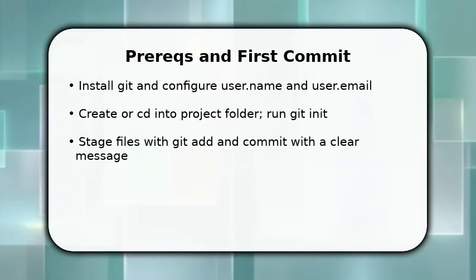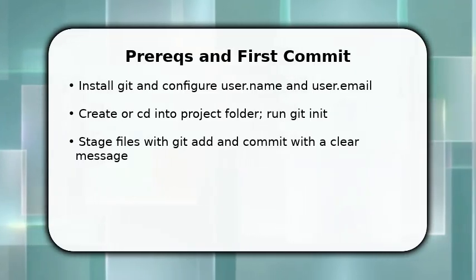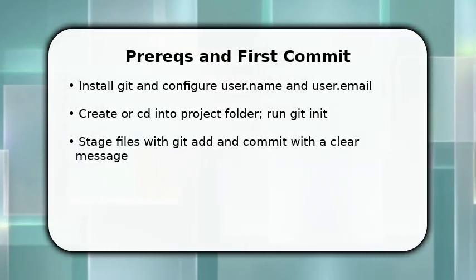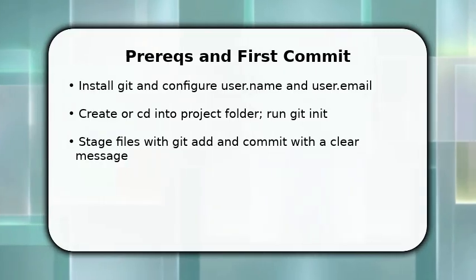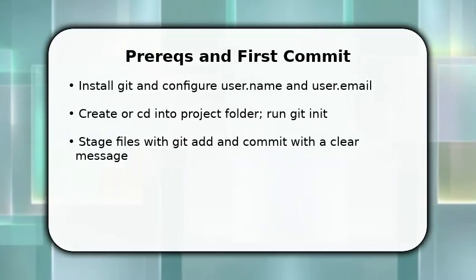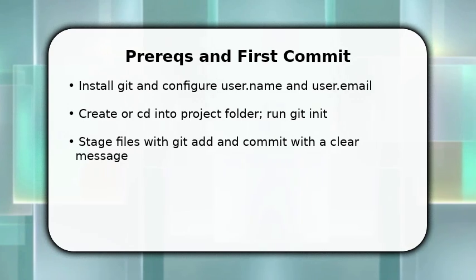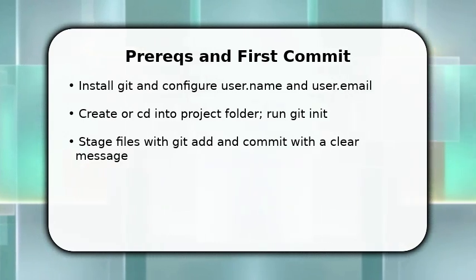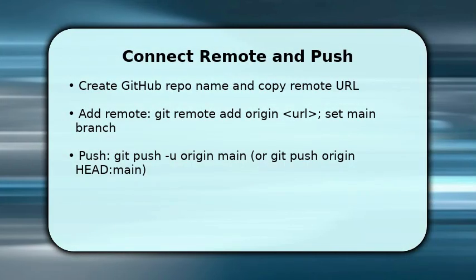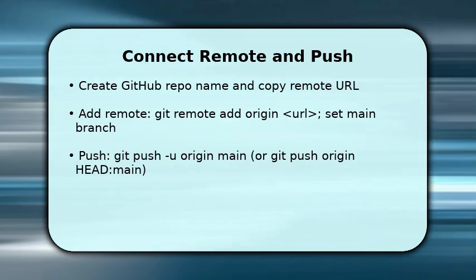This establishes history locally. Once done, verify with git log to confirm your commit exists and you're ready to connect to a remote. Next, link your local repo to GitHub. On GitHub, create a new repository and copy the HTTPS or SSH URL. In terminal, run git remote add origin URL.